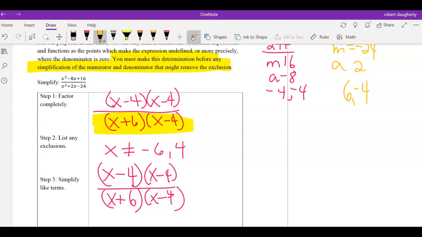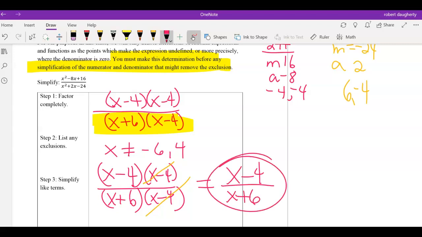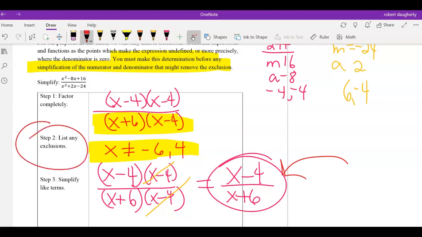So you know that x minus 4 divided by x minus 4 is simply 1. So this turns into x minus 4 over x plus 6. That is the simplification of this particular rational expression, and I know my exclusions are x cannot be negative 6 and positive 4. Now here's the thing, if you were to wait to the very end to look for your exclusions, you're going to say x cannot be negative 6. You will miss that x could not also be 4. So you need to find your exclusions before you do your simplification.